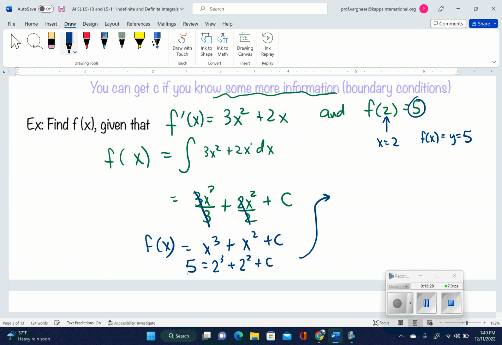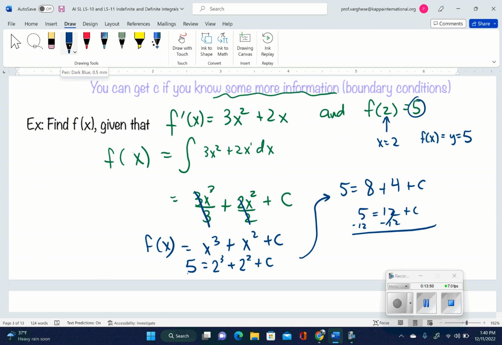Let me take this up here. So 5 is equal to 2 to the third. Let me simplify that. 2 times 2 times 2 is 8, plus 2 squared. 2 times 2 is 4, plus c. This right here, 8 plus 4 is equal to 12. So 5 is equal to 12 plus c. Subtract 12 from both sides, minus 12.